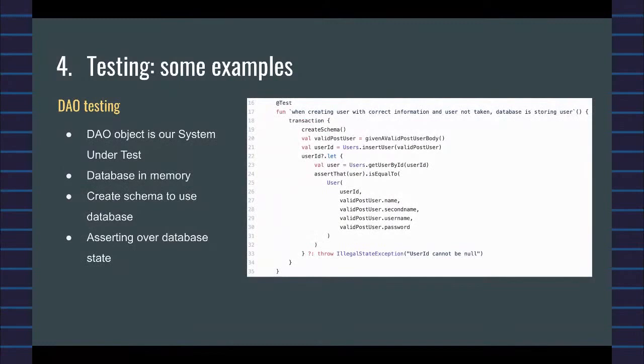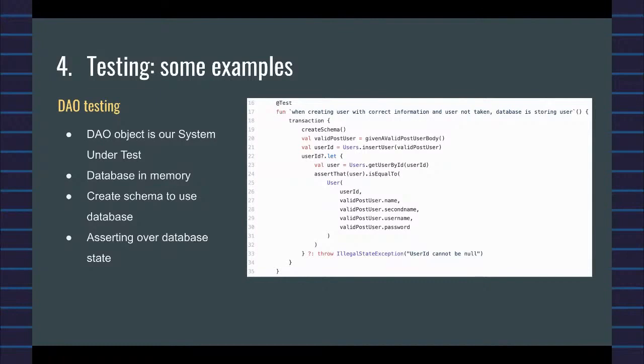And finally, we are reaching the data access object layer testing. In this case, we are testing our data access object. Then we need a database in memory. That is part of the instrumentation. It is not reflected in this screenshot, but you can check the repository to see how this is working. And we are starting a transaction block because we are doing real transactions over an in-memory database.